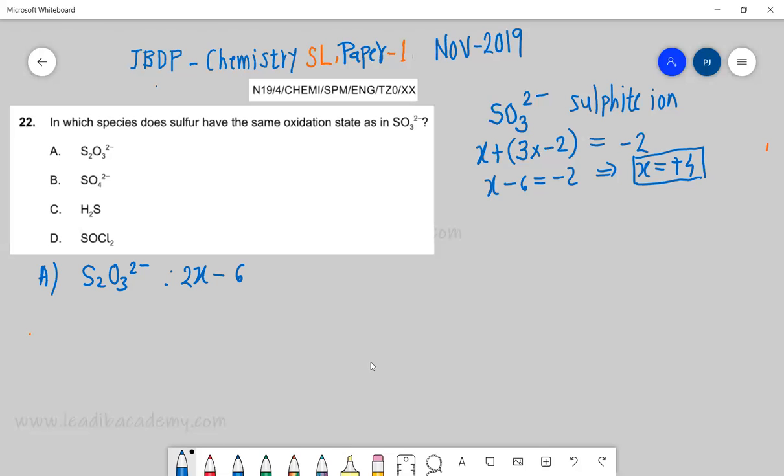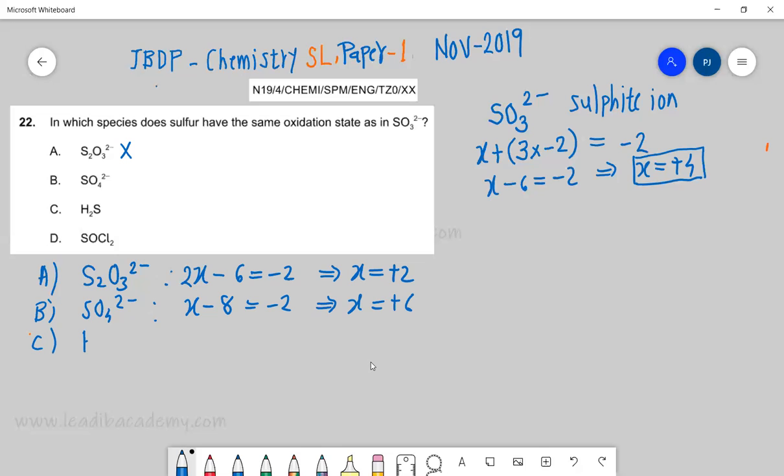Okay, and that is equal to -2. So that implies X is equal to +2. So definitely A is not the answer. Then move on to SO4 2 minus, the sulfate ion. Assume sulfur is X, and 4 oxygen will make -8. And this is equal to -2. So X is equal to +6. So sulfur is in the +6 oxidation state.